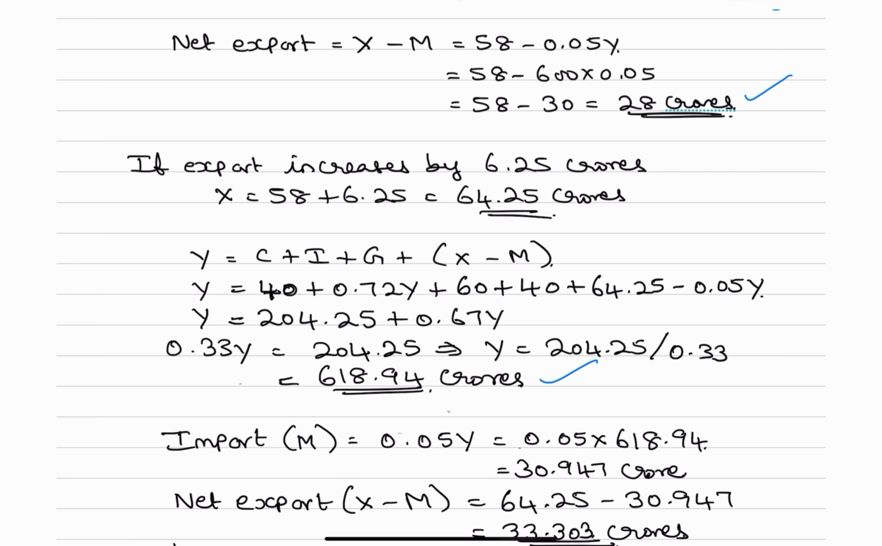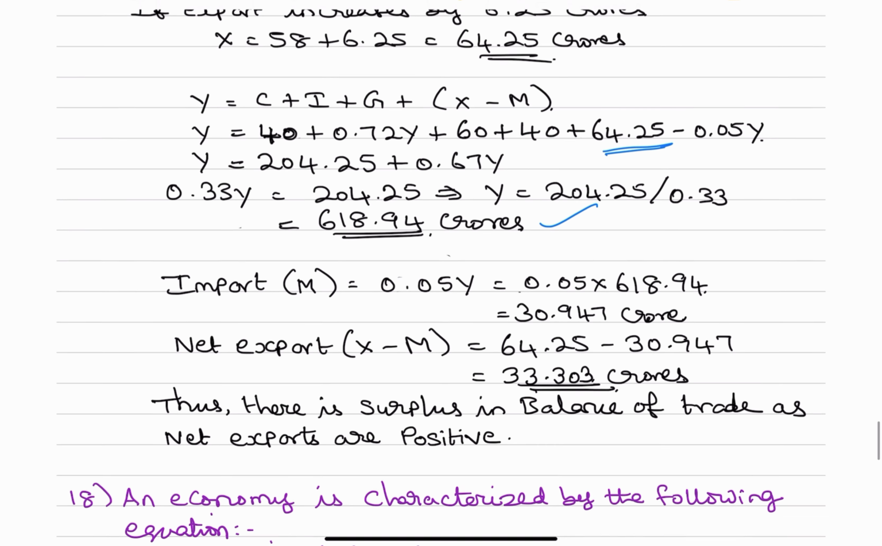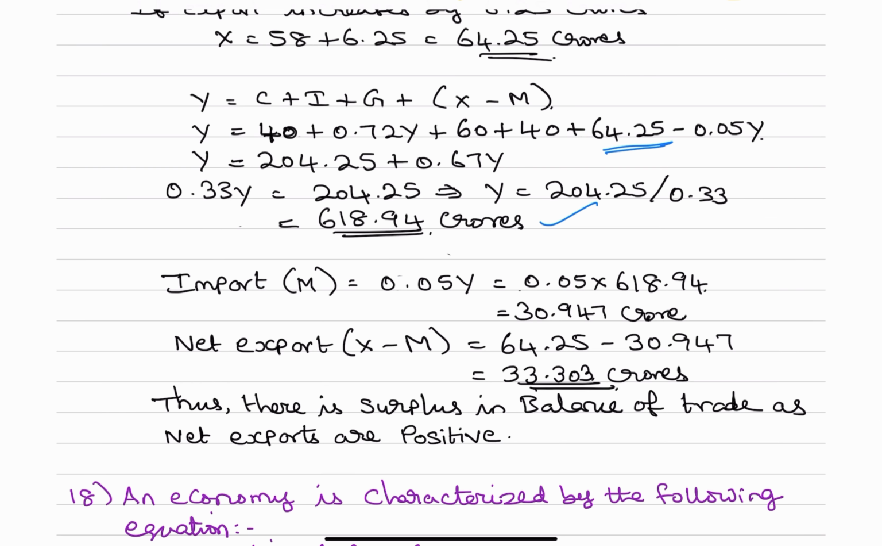Here the only thing we have to do in the basic equation is change this value. As already we have taken that as 58, now we have to take that as 64.25. No other changes. You have to simplify this and get the value for the income. Then substituting this value for the import, that is 0.05 y, you get the value of the import as 30.947 crore. Then the net export is equal to 64.25 minus 30.947, which is 33.303 crores. Thus there is surplus in balance of trade as net exports are positive.